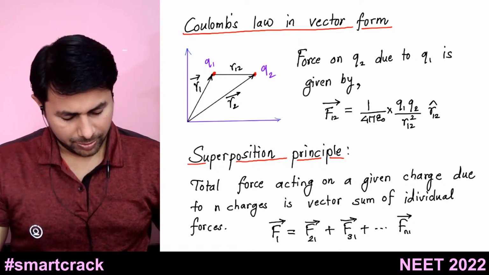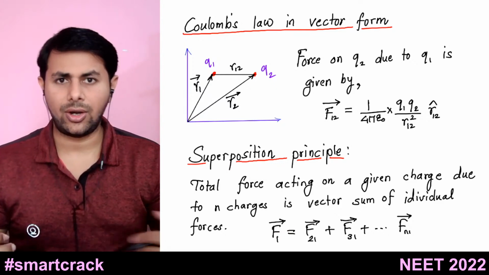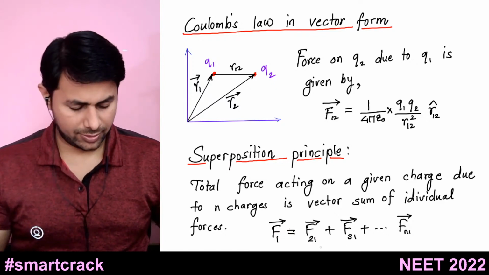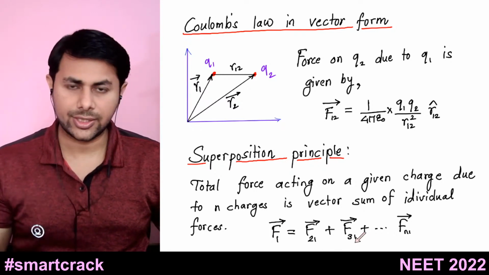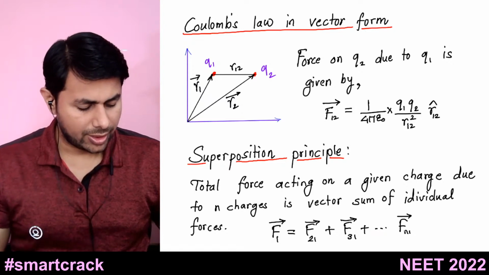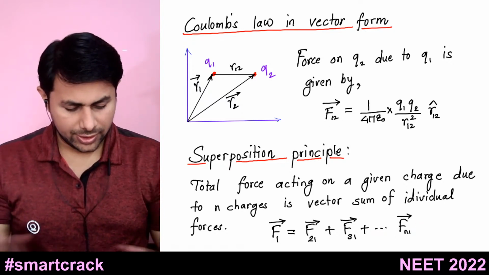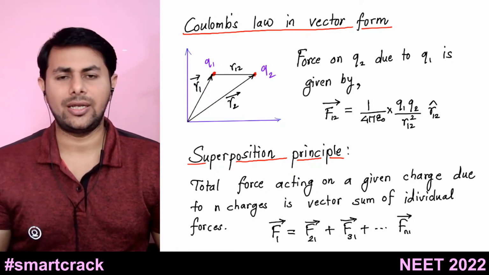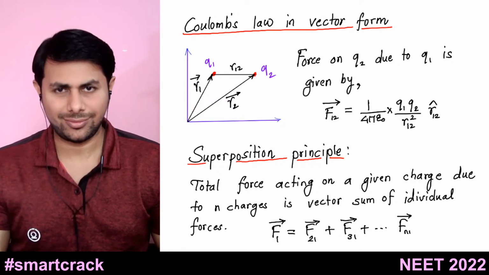So the superposition principle says that the force on any charge due to all other charges is equal to the force on the first charge due to the second charge, plus the force on the first charge due to the third charge, plus so on and so forth, the force on the first charge due to the nth charge. So this is simple. The superposition principle just says that force acts vectorially, and that we know because force is a vector quantity.